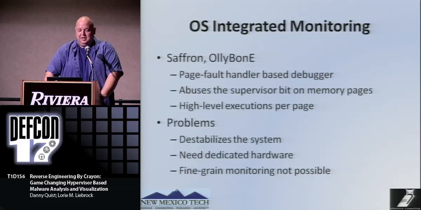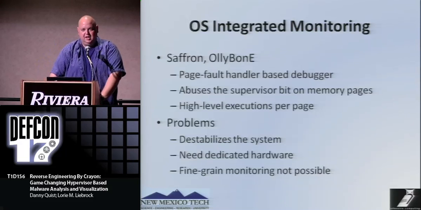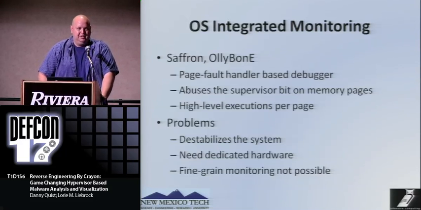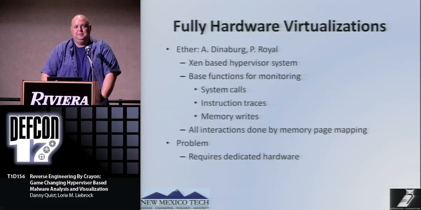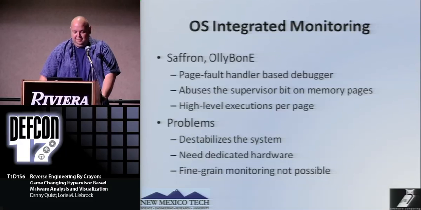Okay, so OS integrated debugging. This is Saffron and Ollybone. Both of these systems abuse the page fault handler and set a supervisor bit on running pages so that you can get some sort of idea of the execution inside of there. One of the problems I had with Saffron is it destabilized the system. It was very good at unpacking something once, but if you wanted to run the system or do anything else with it, you basically had to reboot and do the process again. So it wasn't very flexible for implementing an automated unpacking system. The other problem is that you couldn't do any sort of fine-grained monitoring. You basically got things on the page boundaries.